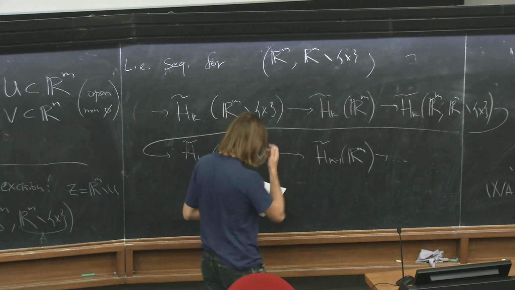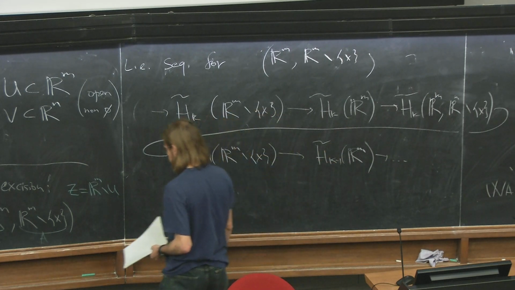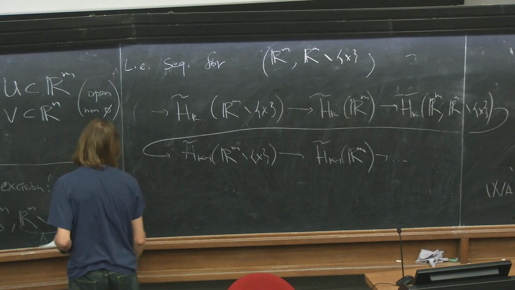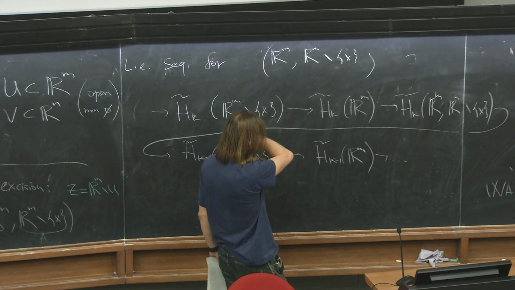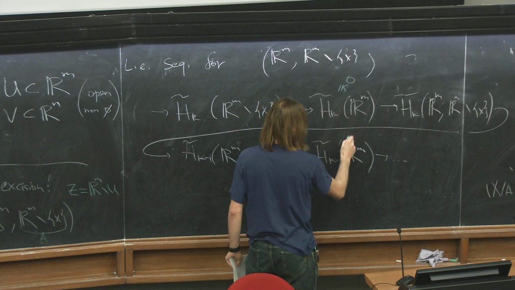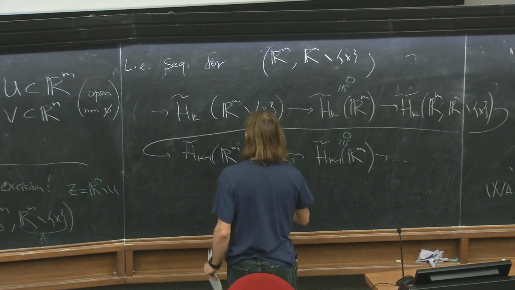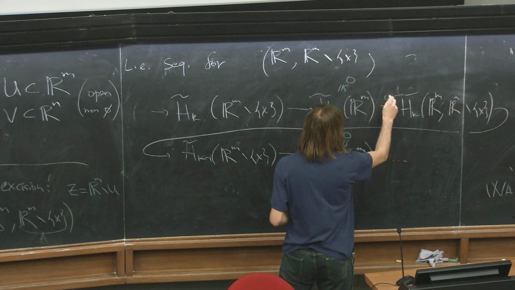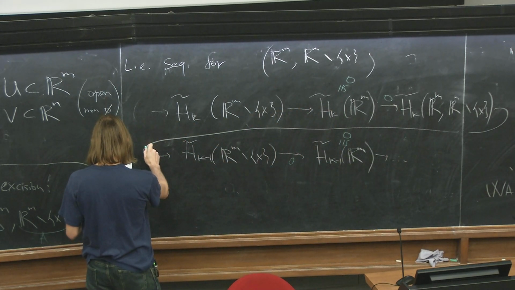Okay, so this we know. Rm is homotopy equivalent to a point, right? It can be deformed to a point. So you get the reduced homology groups of a point, which are trivial in all degrees because they are reduced. And then again, this is 0, the map is 0, so this must be an isomorphism.